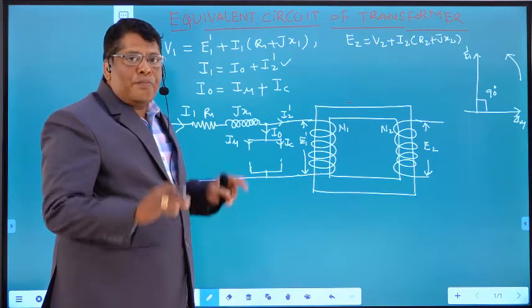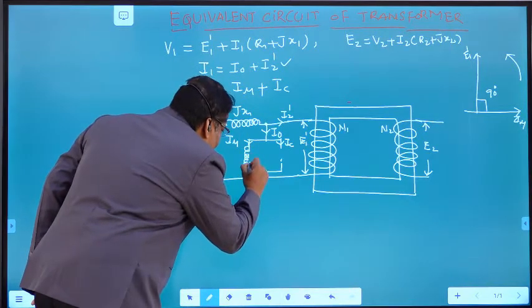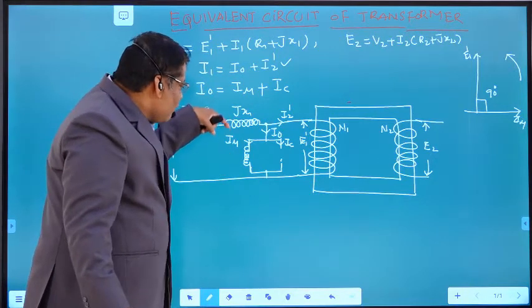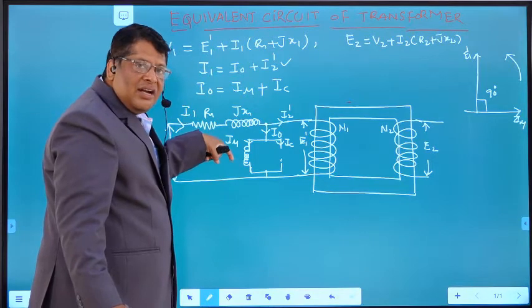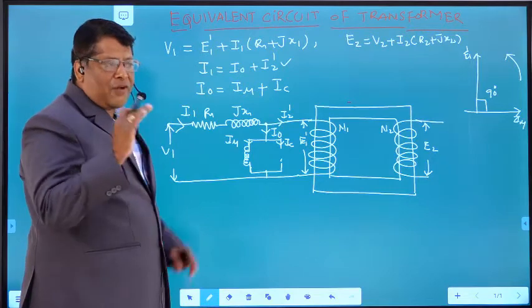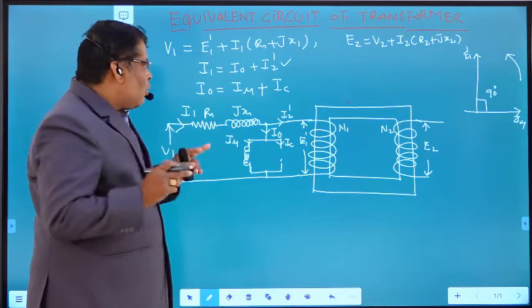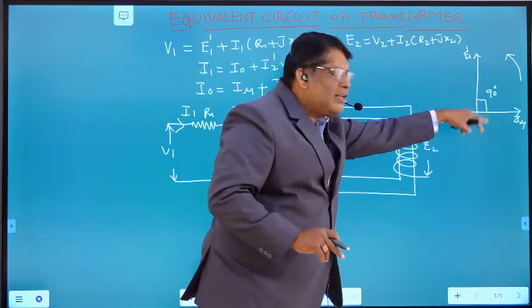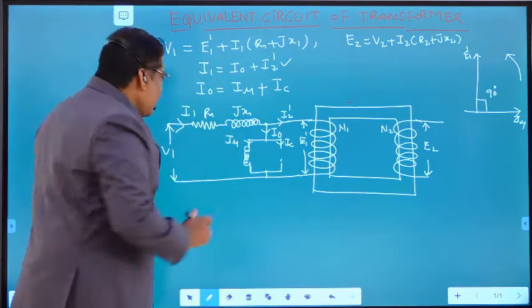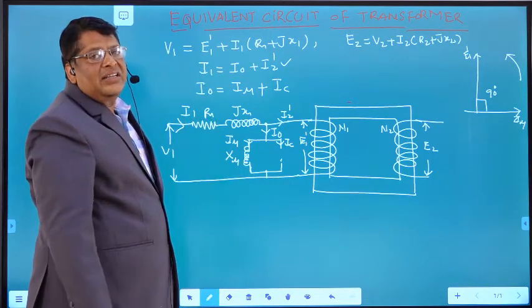See here, to meet these two properties, you have to keep an inductor here. Whenever we keep an inductor here, only then does the current flowing in this branch lag E1 dash by 90 degrees. Because if you apply a voltage to an inductor, the current taken by the inductor lags the voltage by 90 degrees. So to meet this relation, we are keeping one element, that is the inductor. The name for this inductor is X mu, nothing but the magnetizing reactance.